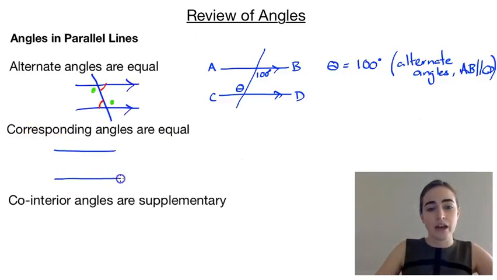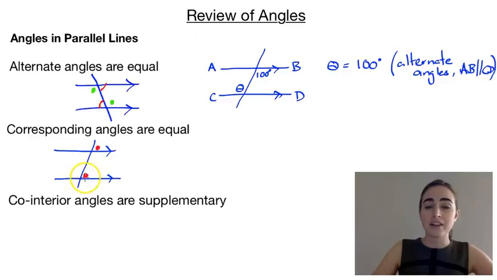All right, our next ones are corresponding angles are equal. So again, we've got our parallel lines, we've got a transversal cutting them. Corresponding angles are, for example, this one here and this one here. So one of those angles is going to be inside the parallel lines, one's going to be outside, but they're both going to be on the same side of the transversal. So it kind of looks like that angle's just been slid down on top of that one.